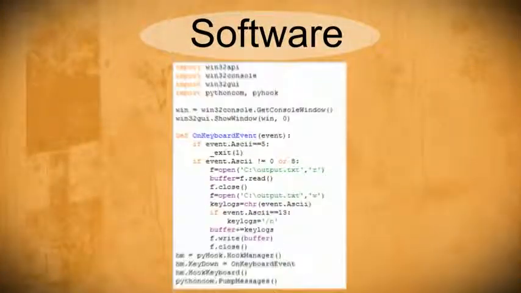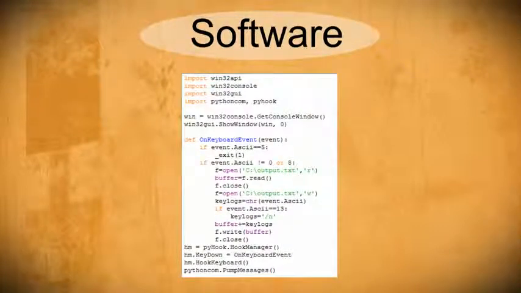A software keylogger functions as a program or script that runs in the background of a computer. The basic version of a software keylogger, which I will show you how to make in a minute, merely logs the keystrokes to a text file so that you can then retrieve them.